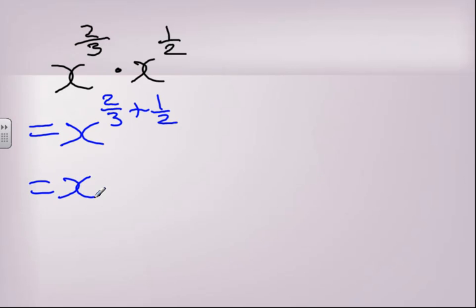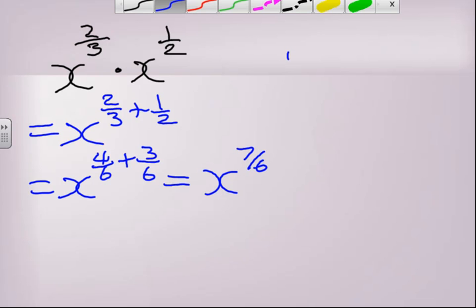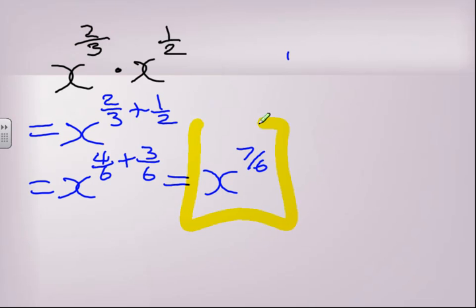So it ends up being x to the 4/6 times x to the 3/6. My end answer ends up being x to the 4/6 plus 3/6, which gives me 7/6. And that's the final answer for multiplication.